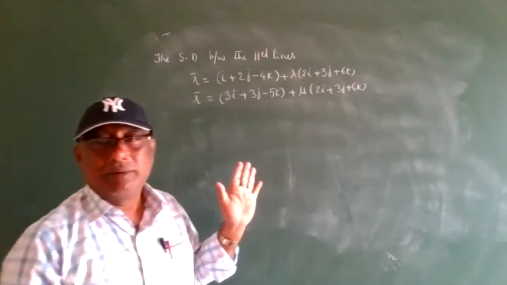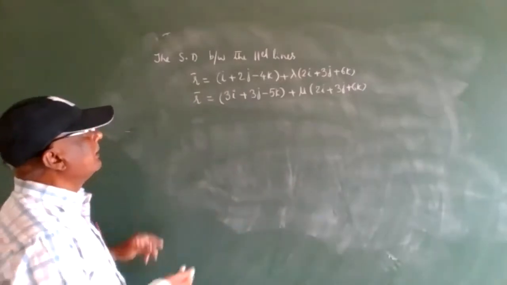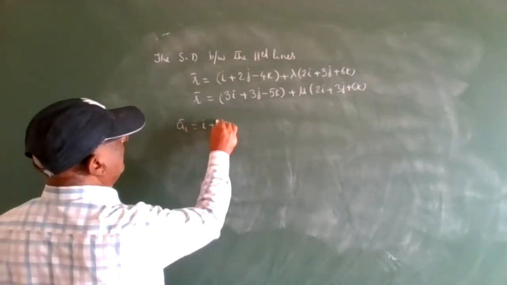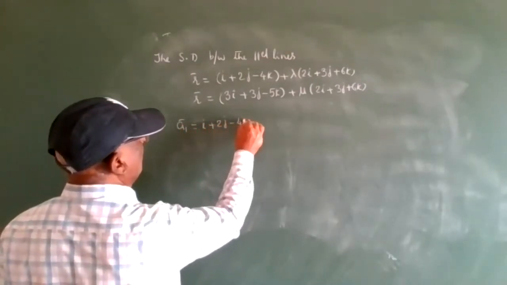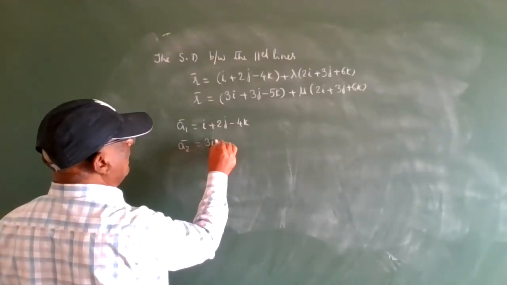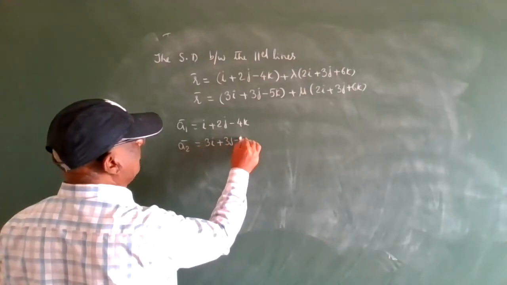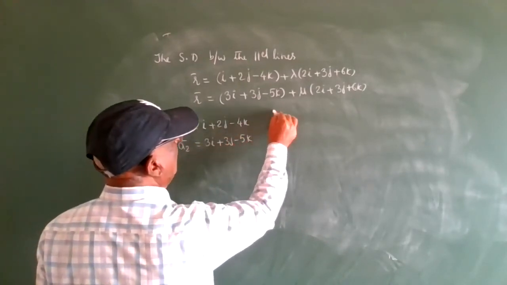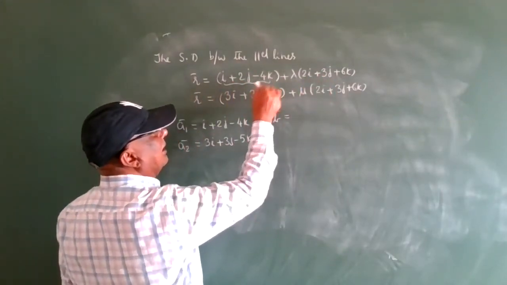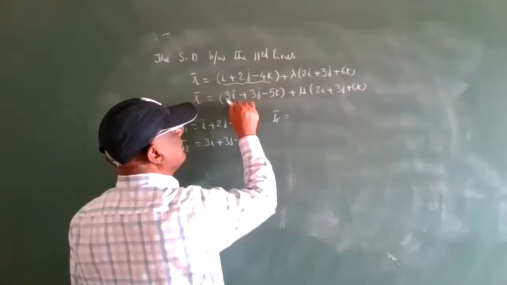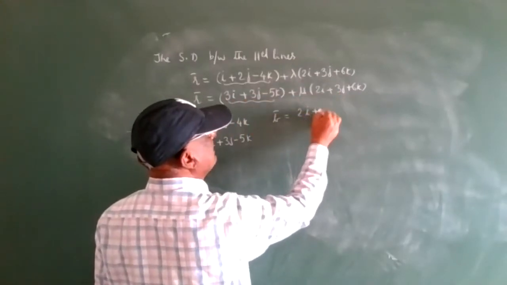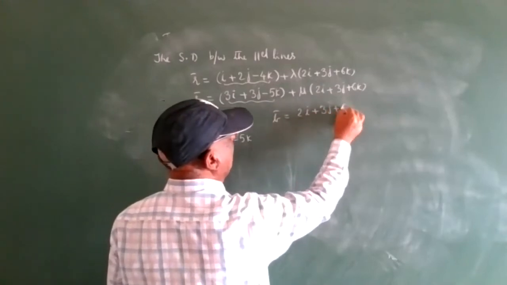Okay, everyone. Right. Here A1 bar is equal to i plus 2j minus 4k, and A2 bar is equal to 3i plus 3j minus 5k. The B bar vector is the same. So this is the A1 vector, this is the A2 vector, and this is the B bar vector, 2i plus 3j plus 6k.